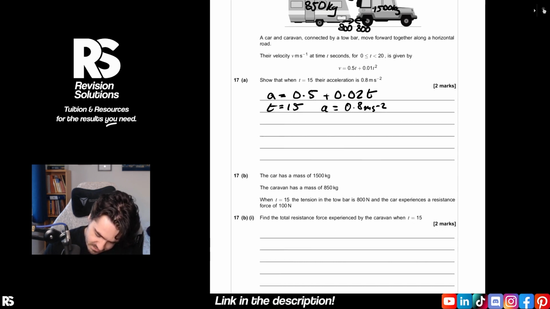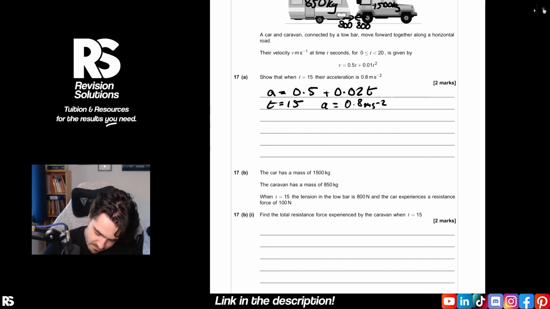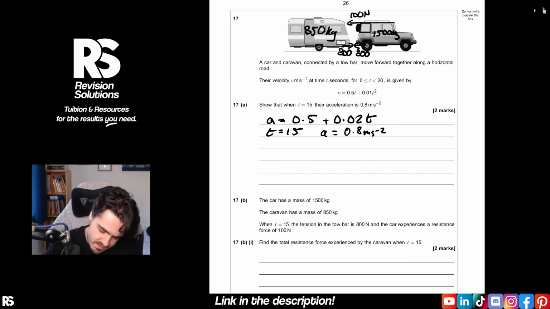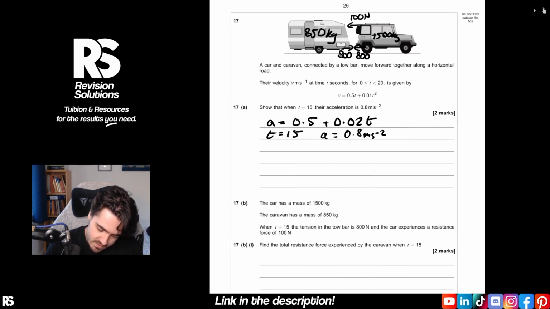And it says, find the total resistance force experienced by the caravan when t equals 15. Well, we also know the acceleration earlier at t equals 15. And assuming this is an inextensible bar, the acceleration for the caravan and the car must be the same. So we know the acceleration of the caravan as well then. And there must be some drag force acting on the caravan, so I'll call it capital D.